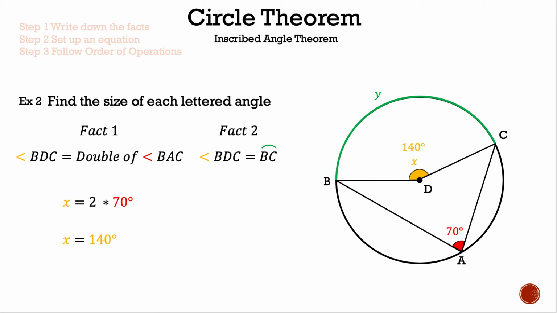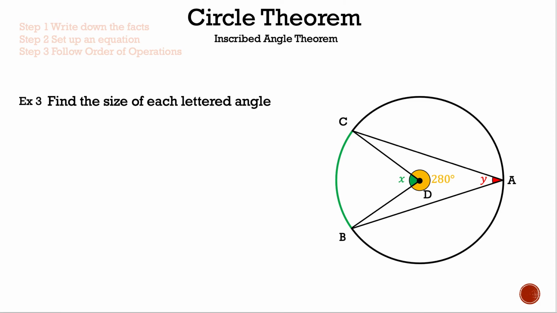Now let's go back to fact 2, where angle BDC is equal to arc BC. We just found angle BDC as 140 degrees using fact 1, and now we can say arc BC is equal to 140 degrees by using the definition that a central angle and the arc that is intercepted are equivalent. And now we can say y is equal to 140 degrees, and those are our 2 answers for example 2. Now let's move on to example 3.